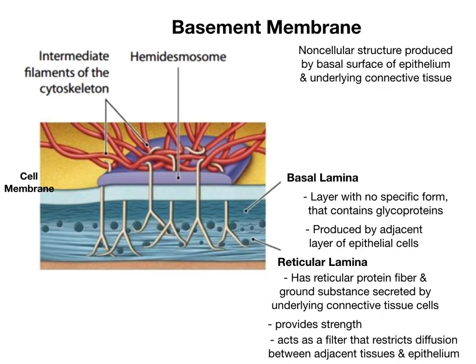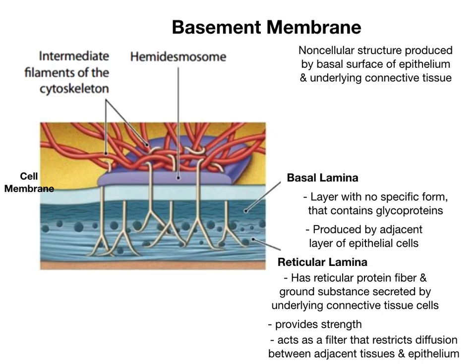So here's an up-close picture of those hemidesmosomes. So you can see them there. They are kind of, I don't know, a tan grayish color. They look like little webs or little teeth that are going down there through the basal lamina.